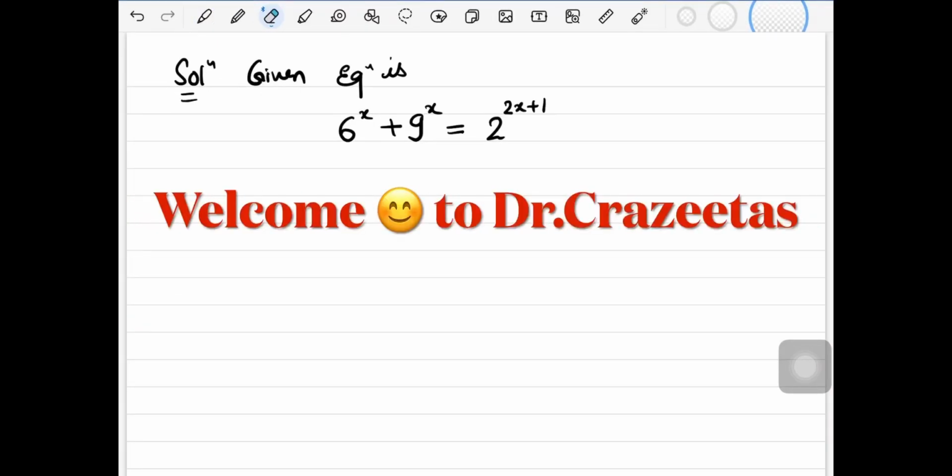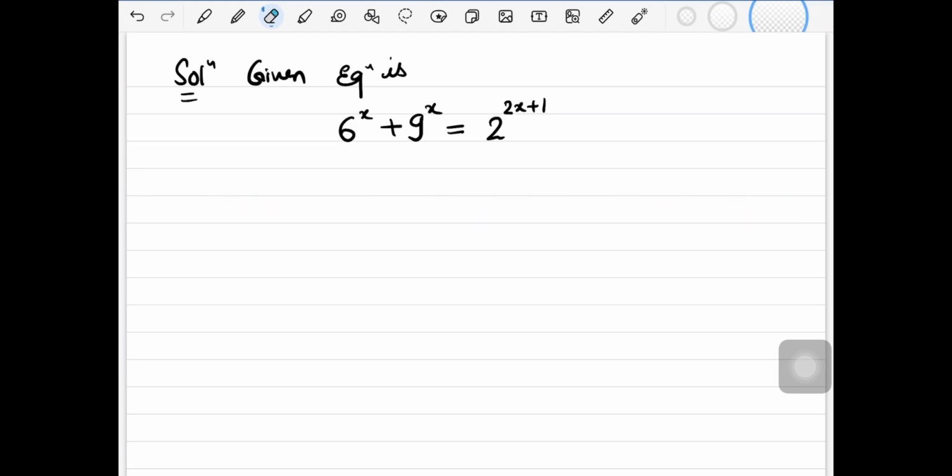Hi, the given equation is a problem of exponents where you can see different bases 6, 9 and 2, and we have to solve and find the value of x. So how are we going to do it? I am going to start with the right side of the equation.